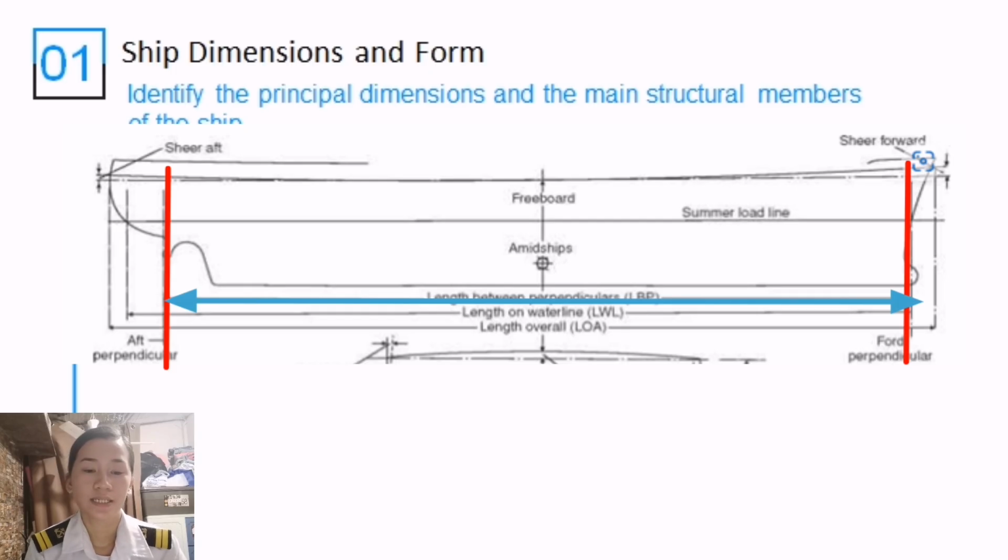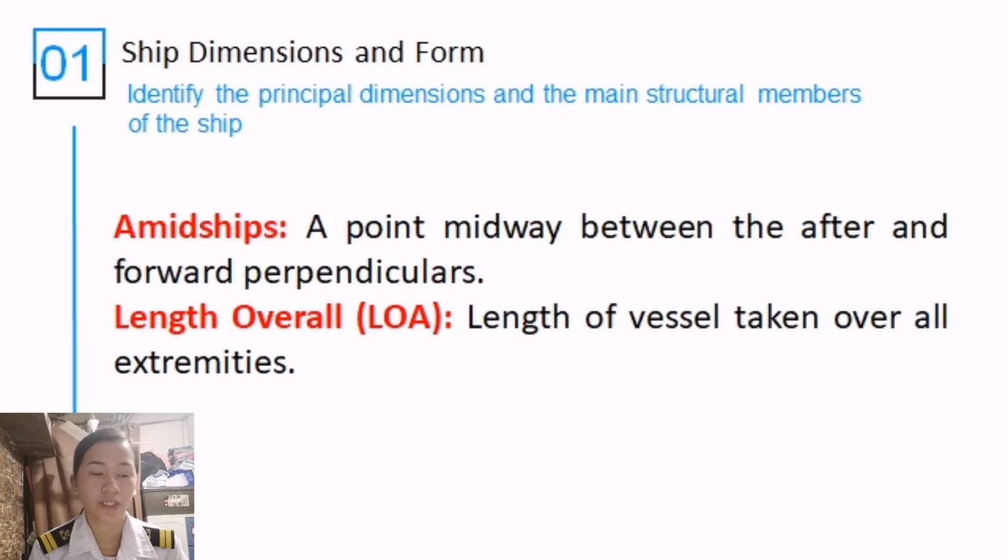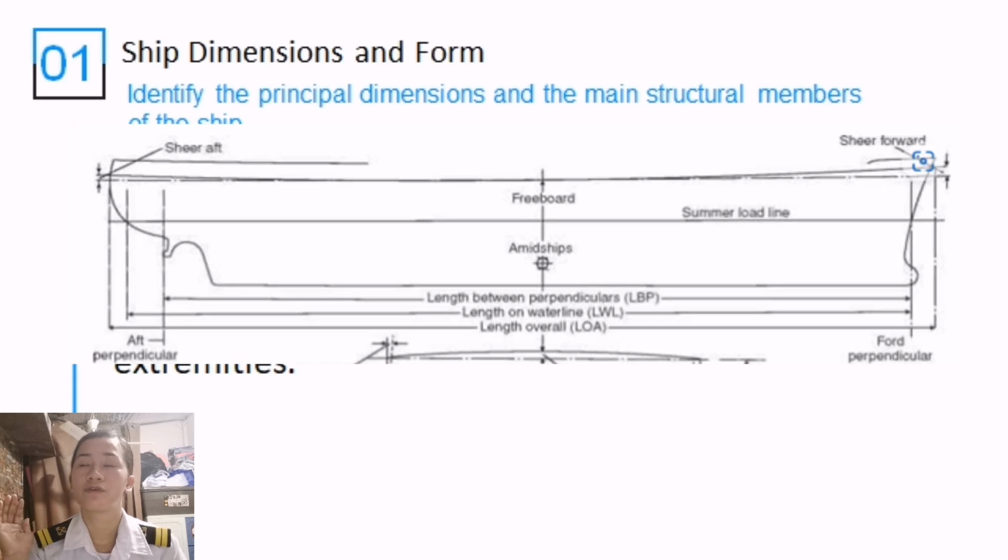Okay, so next we have amidships. This is a point midway between the after and the forward perpendiculars. The very center between your forward and aft perpendiculars will be your amidships. From the word amidships, the middle of the ship, it is the center of your vessel. So the correct measurement of amidships is midway between the forward and aft perpendiculars.